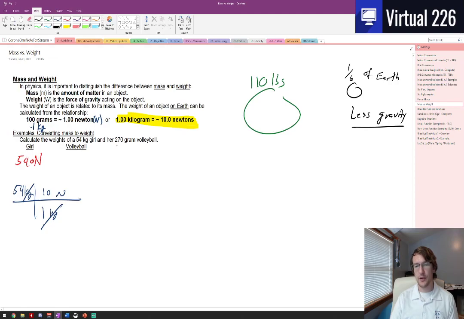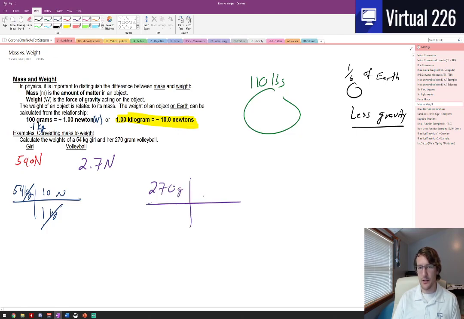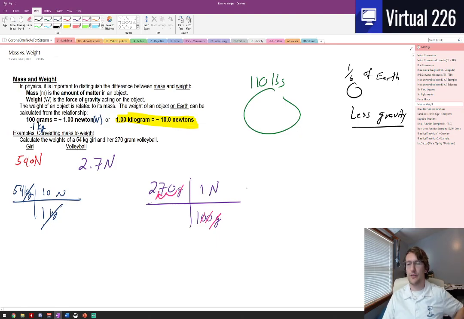For the volleyball that is 270 grams, for every 100 grams I have a newton. So the 200 is going to give me 2, and the 70 is going to give me 0.7. So this is going to be 2.7 newtons. If I wanted to work that out, I could say 270 grams, train track it, and say that every 100 grams there's 1 newton. If I divide 270 by 100, there are 2 zeros here. The grams go away, and since those 2 zeros are in the denominator, they move the decimal to the left. So I get 2.7 times 1, which is 2.7 newtons.